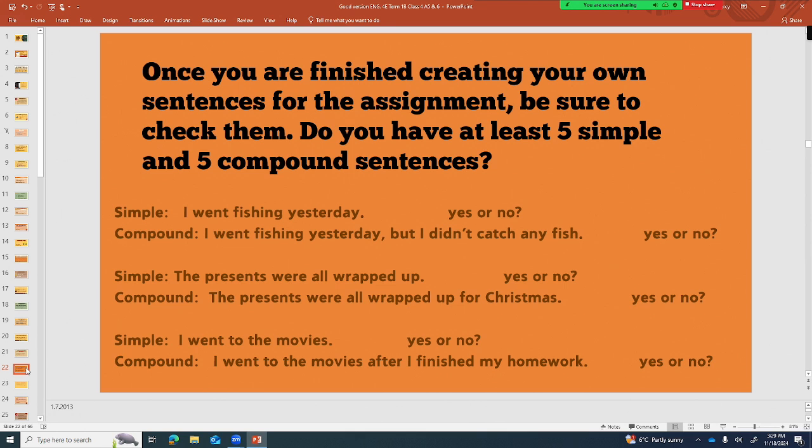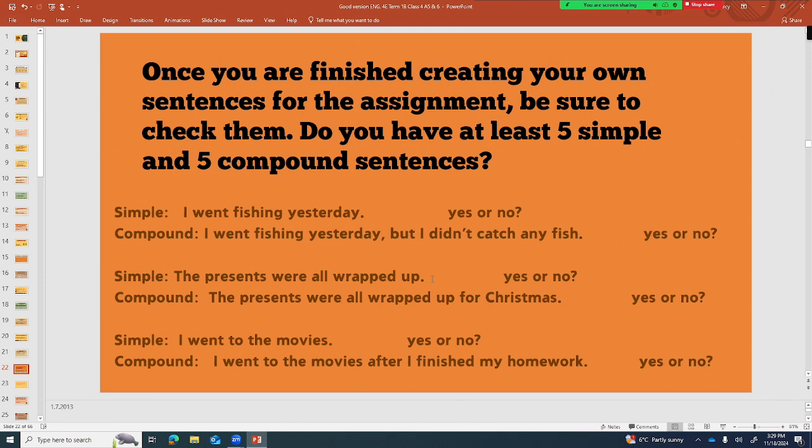But if you haven't labeled them, I'm just making a guess as to what you're hoping for. Simple. I went fishing yesterday. Is that a simple sentence? Yes. I is my subject. Went is my verb. Went fishing is my verb, really. Compound. I went fishing yesterday, but I didn't catch any fish. So we already know the first part counts as a sentence because it's the same one. Here's my conjunction. And then I've got I again, so there's my second subject, and didn't catch is my second verb. So yes, that's a valid compound sentence.